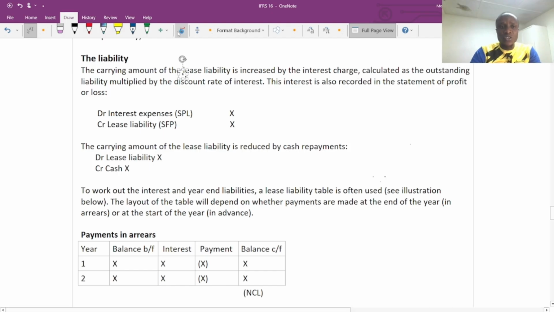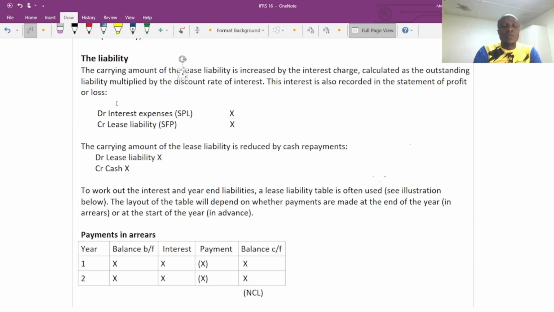Another relevant point you need to know with regard to the calculation of the outstanding liability: the outstanding liability is multiplied by the discount rate of interest. That's what we are going to do. This interest is also recorded in the statement of profit or loss. Now, this is the double entry. When we calculate the interest, we are going to debit expenses and we are going to credit the lease liability. We are going to increase the liability, and we are going to debit expenses.